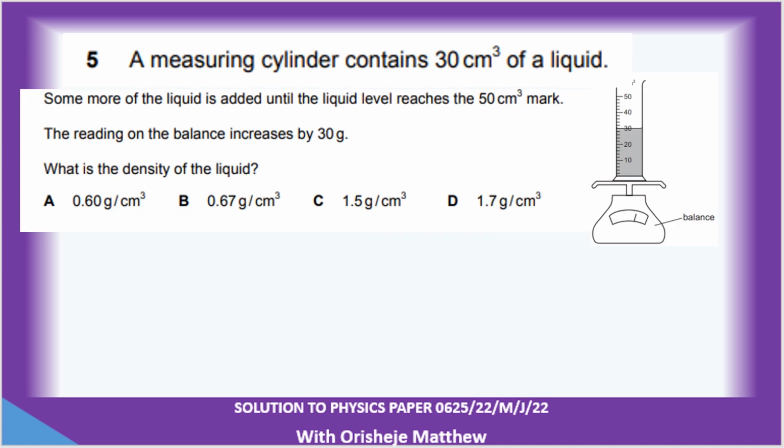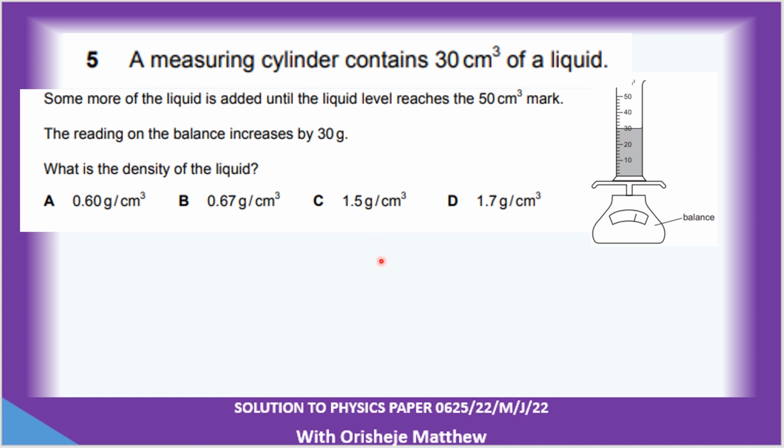Question 5 is the next. So a measuring cylinder contains 30 cm³ of a liquid. Let's assume the liquid that is poured here is 30 cm³. So you take note of the reading on the scale when you pour in 30 cm³ of it. Then you add 20 cm³ to make up the volume to 50 cm³, and the mass increased by 30 grams.